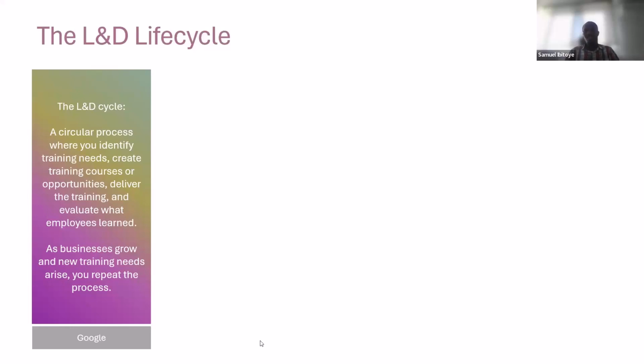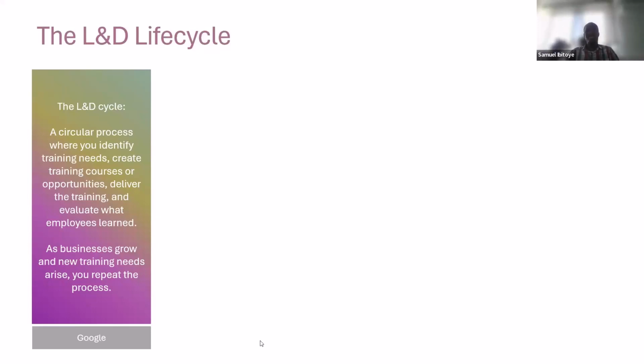But then, if this is where it ends, it's not going to be a cycle, because a cycle means that the process ends right at the beginning. That's why it goes on to say that even as the business grows, there will be more training needs, there will be new training needs, there will be reason for the training needs analysis to be conducted again. So the process starts all over again.